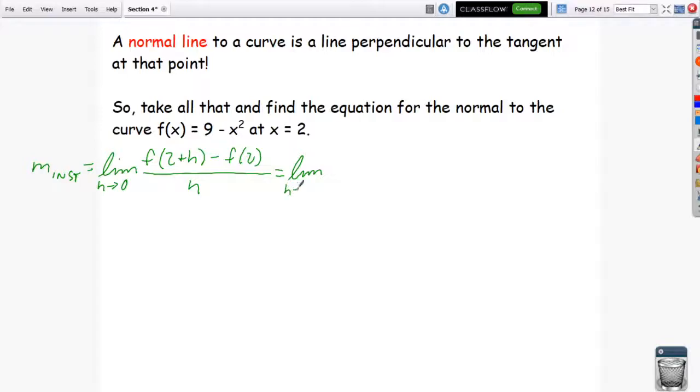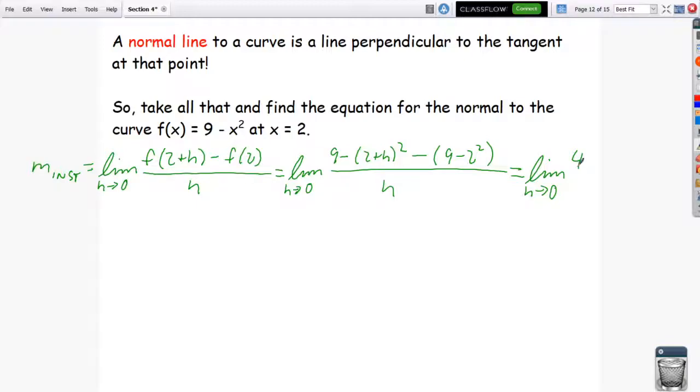At this point, it's in calculus, but right now I'm just doing algebra 2 type stuff. So f of 2 plus h would be 9 minus 2 plus h squared minus f of 2 would be 9 minus 2 squared all over h. 9 minus 2 squared, 9 minus 4, 5. 9 minus 5, it looks like I can get limit as h approaches 0 of 4.